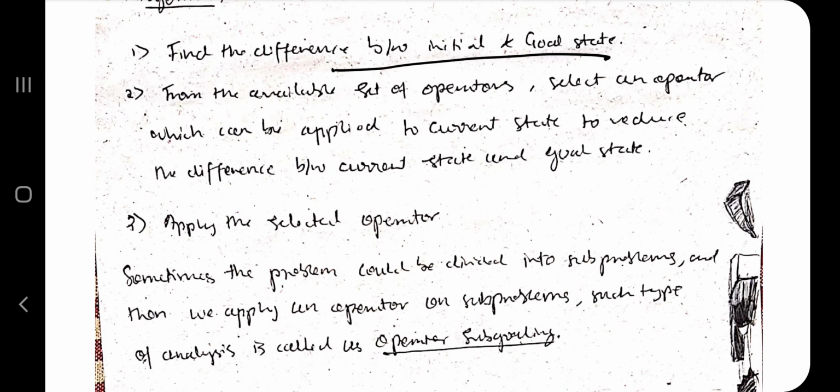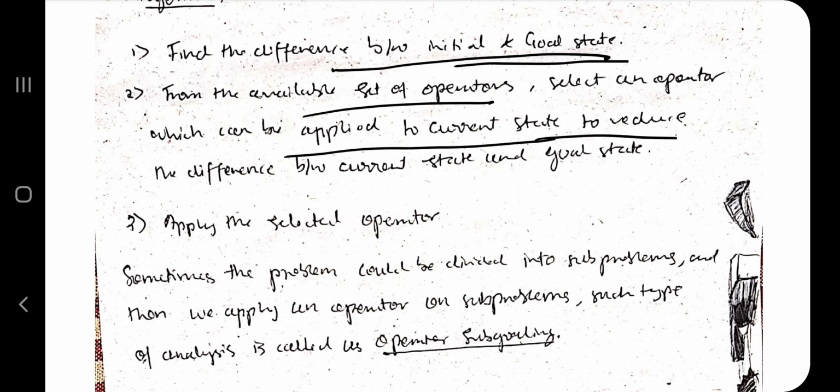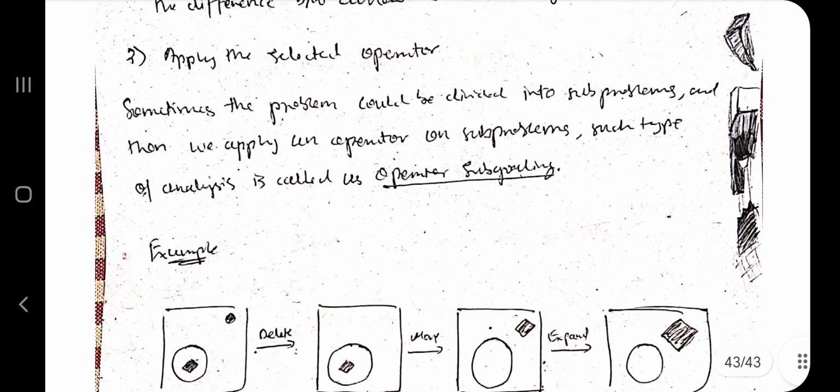The algorithm is simple. Find the difference between the initial and goal state, find the set of operators, apply them to the current state, reduce the difference, and apply the selected operator. Sometimes the problem could be divided into subproblems, which is called operator subgoaling.